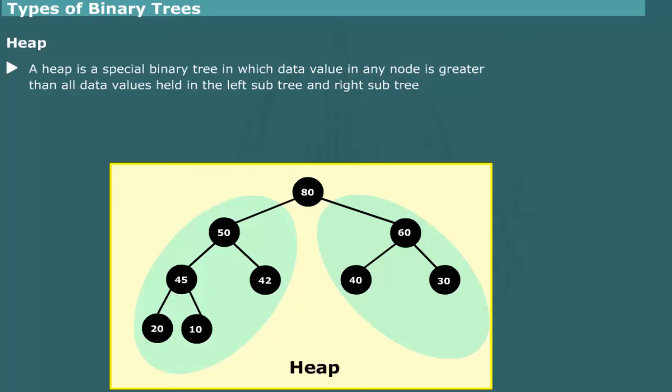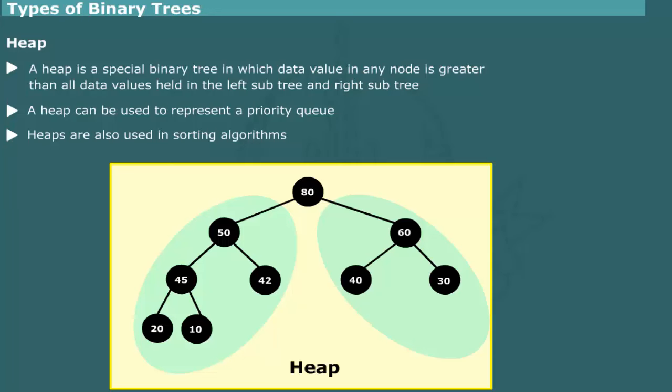Notice that the value 80 in the root is greater than all values contained in the left and right subtrees. In general, this is true of all the subtrees rooted at different nodes. A heap can be used to represent a priority queue. Recall that in a priority queue, the highest data value is always contained in the root. However, after removing the value held by the root node, the tree must be restructured to maintain the heap properties. Heaps are also used in sorting algorithms.